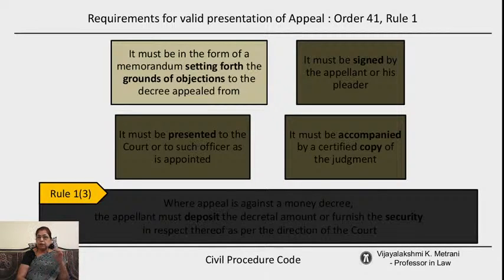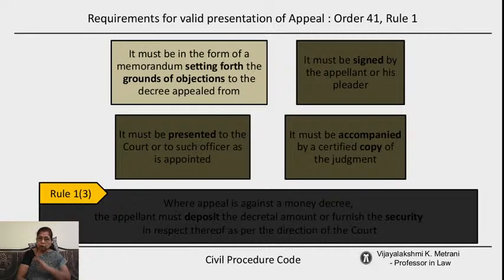Setting forth the grounds of objections to the decree appealed from. See, when we file a suit, we file a plaint. That's the difference. We file a plaint. Here we file a memorandum in appeal. And in a suit, when the reply is given by the defendant, he gives it in the form of a written statement. But here, when the reply is given, it is on the ground of objection statement to the memorandum. So that is only the difference. Then there is a particular method of drafting the plaint. Same way, there is a particular method of drafting the memorandum of appeal. So what should be there in the memorandum?